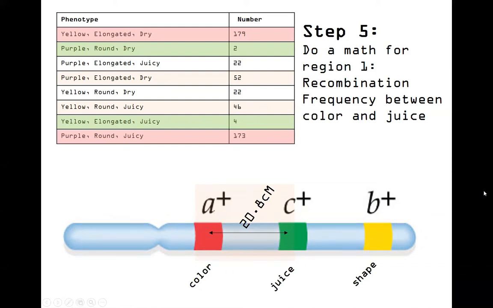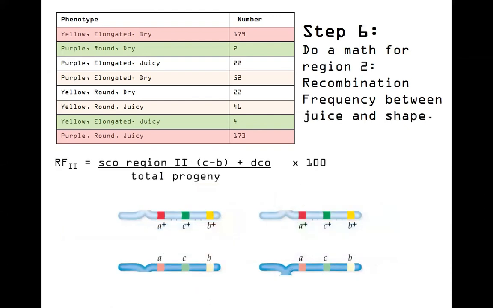Okay, so I think it's pretty clear that the next step we're going to take is calculating the distance between juice and shape. So let's get started with region 2. Remember this formula. The recombination frequency in region 2 is going to be equal to the single crossovers in region 2, which I haven't highlighted because by default they're left there, but we could pick these out because they have very similar numbers. Remember, region 2 is between C and B here.